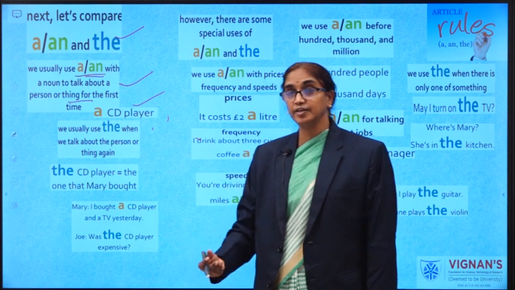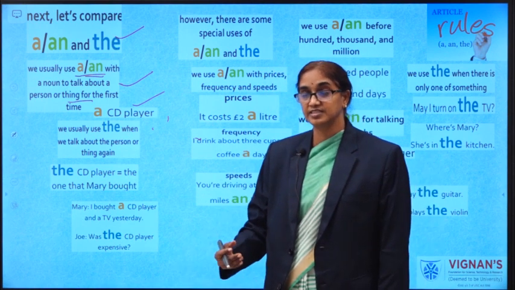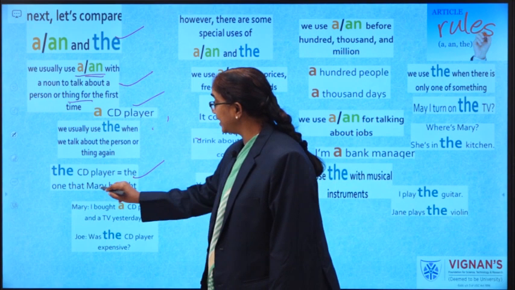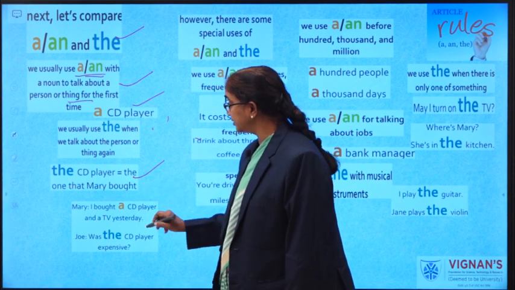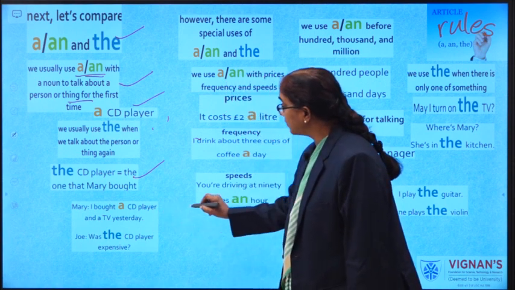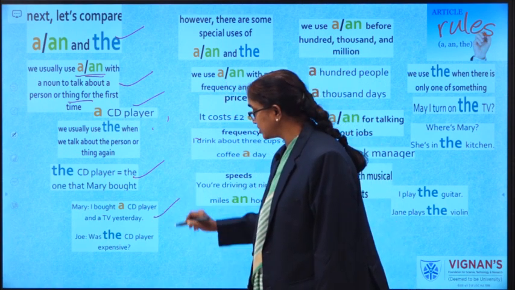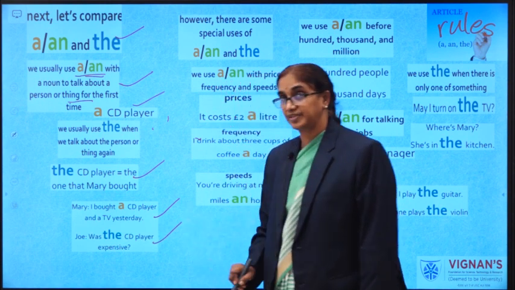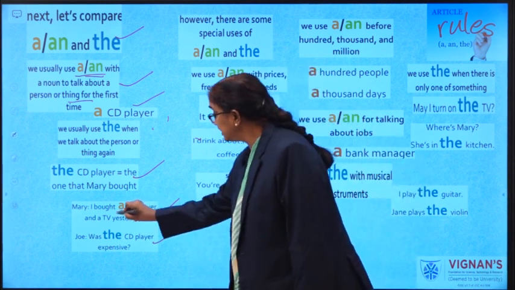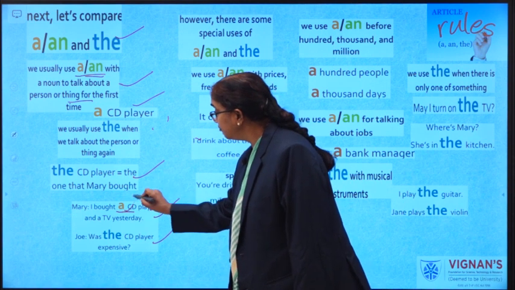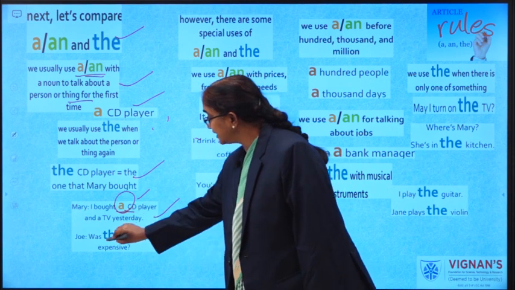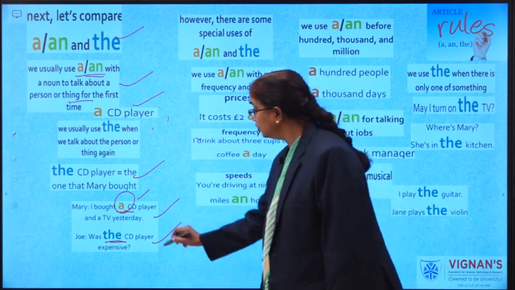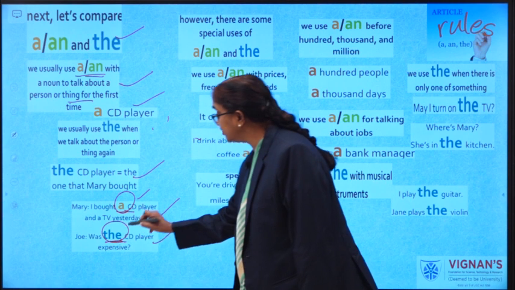But next time when I refer to the same subject, the CD player, what will I do? I will use the. The CD player, the one that Mary bought. So, look at this usage. I bought a CD player and a TV yesterday. And Joe asks, was the CD player expensive? So, here the CD player, when it is first mentioned, we use article a. And the second time, it is understood which CD player you are referring to. So, here you use the definite article the.